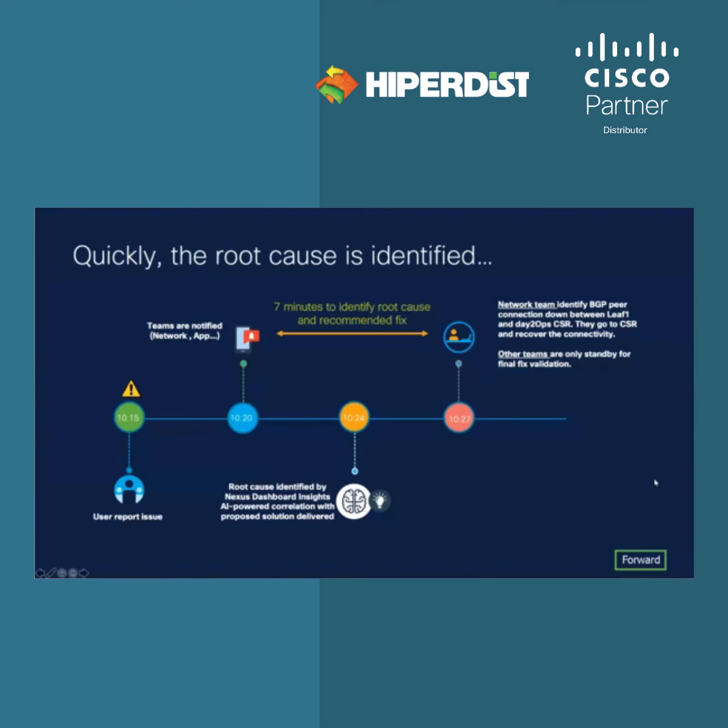The root cause was identified by the Nexus Insight, which is AI-powered correlation with a proposed, delivered solution. Then the network team identified the BGP peer connection down between the leaf 1 and D2 up CSR. So they went to the CSR and recovered the connectivity. The other team was only on standby for final fix validation.